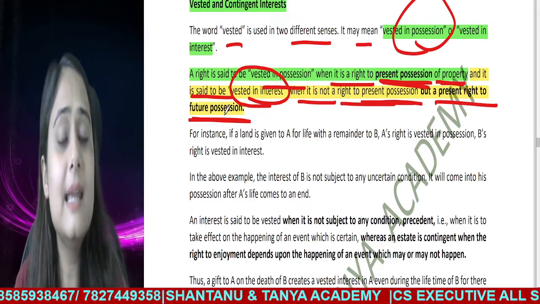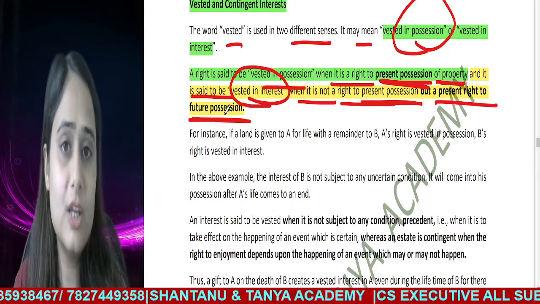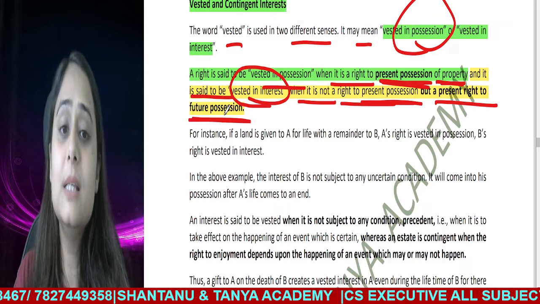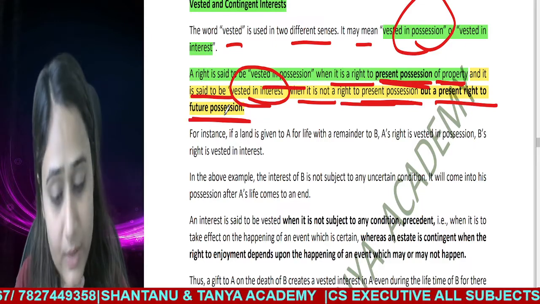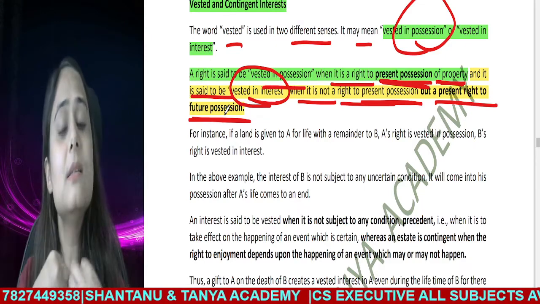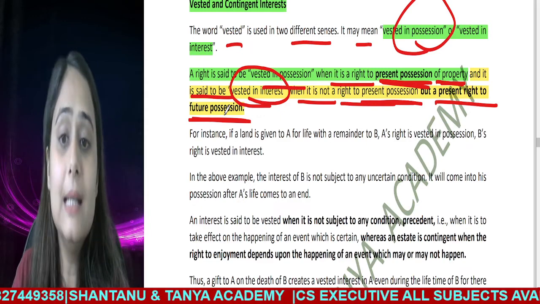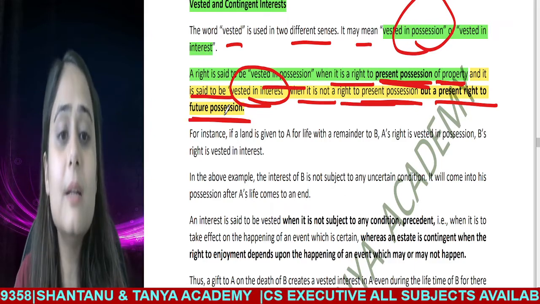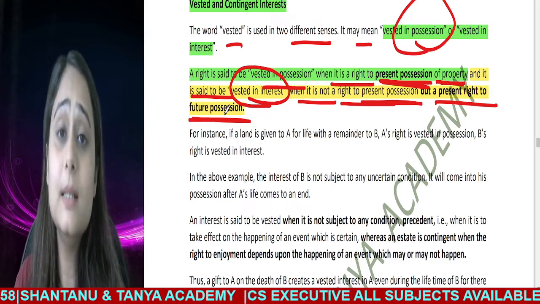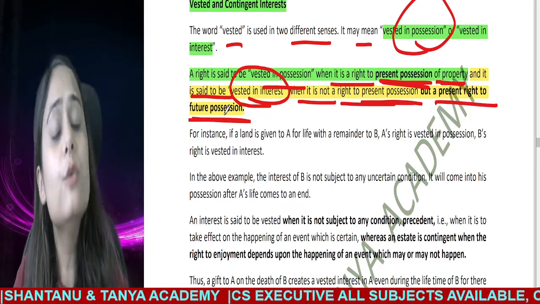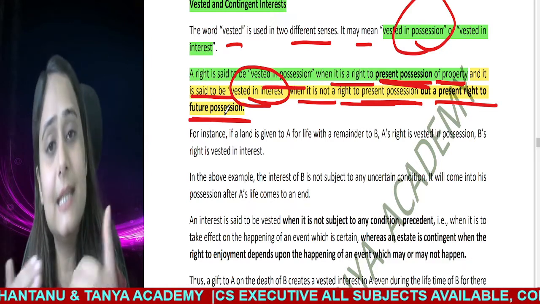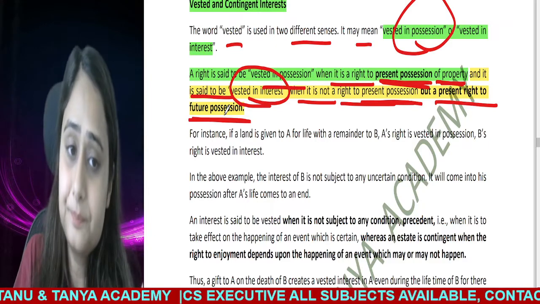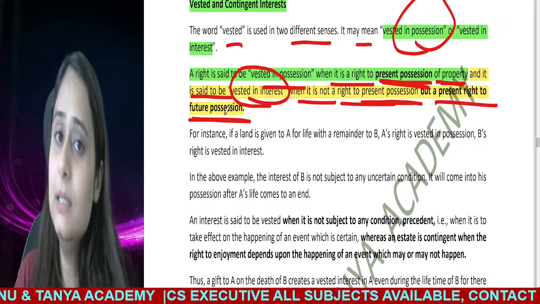So a right is said to be vested in possession. When you hear the word possession along with vested, that means it is coming to me with immediate effect. Presently, it is coming into my possession. And it is said to be vested in interest when it is not a right to present possession but a present right to future possession. I will get that possession at a future date. So that is vested in interest.